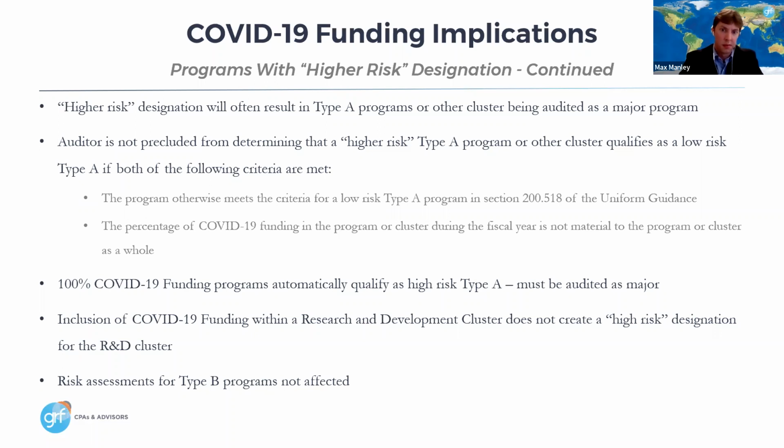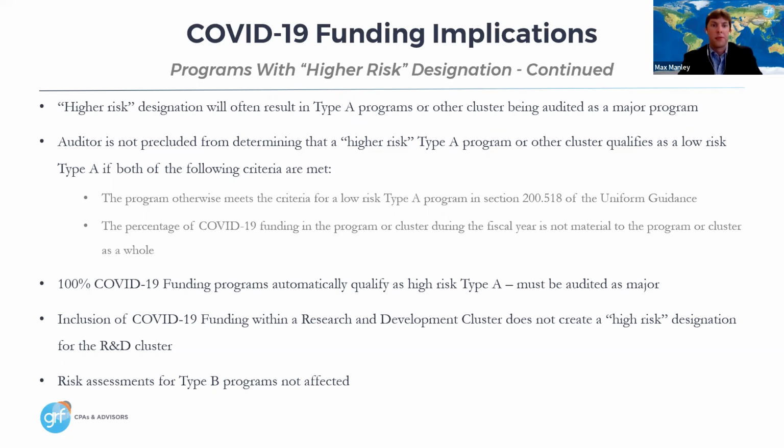So just a couple more things to mention here. The rules we just talked about do not apply to research and development clusters. Inclusion of COVID funding in an R&D cluster does not create a high risk designation. And it also doesn't apply to type B programs. Even if you have a 100% COVID funded program, if it is type B, you still apply the normal risk assessment criteria. You take into consideration that the agency is considered high risk, but that's just one of several things to consider.